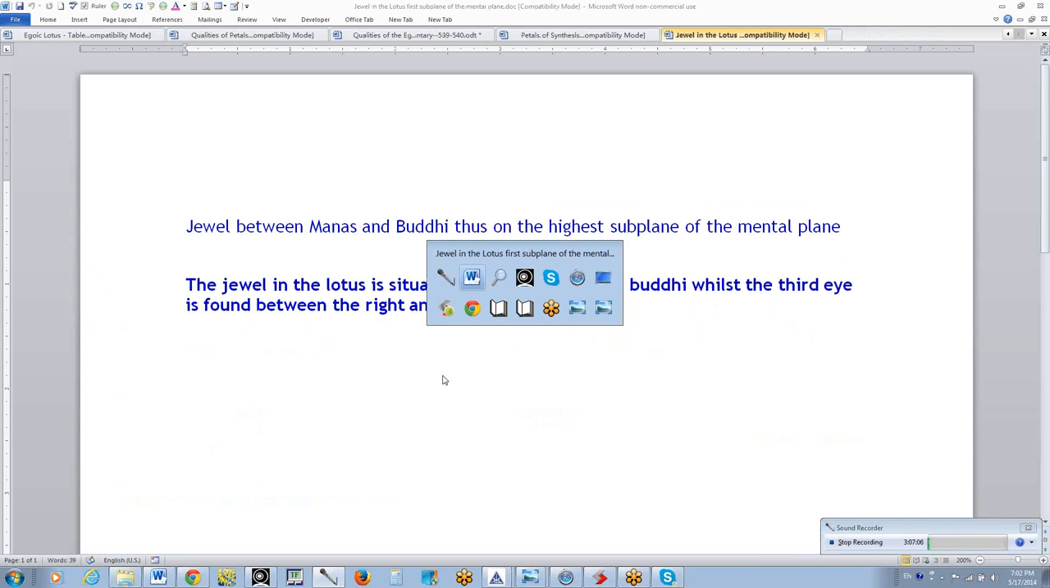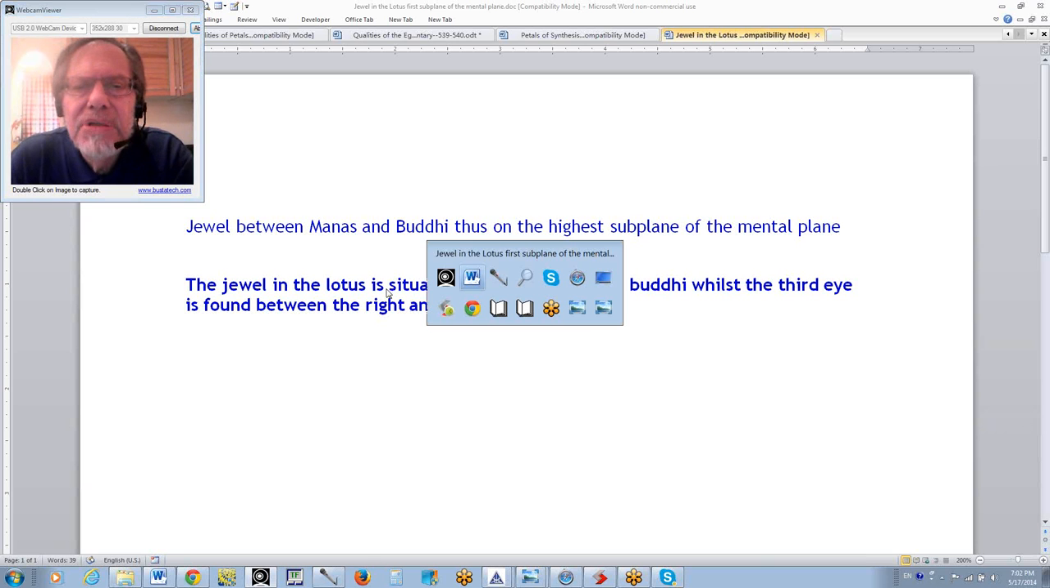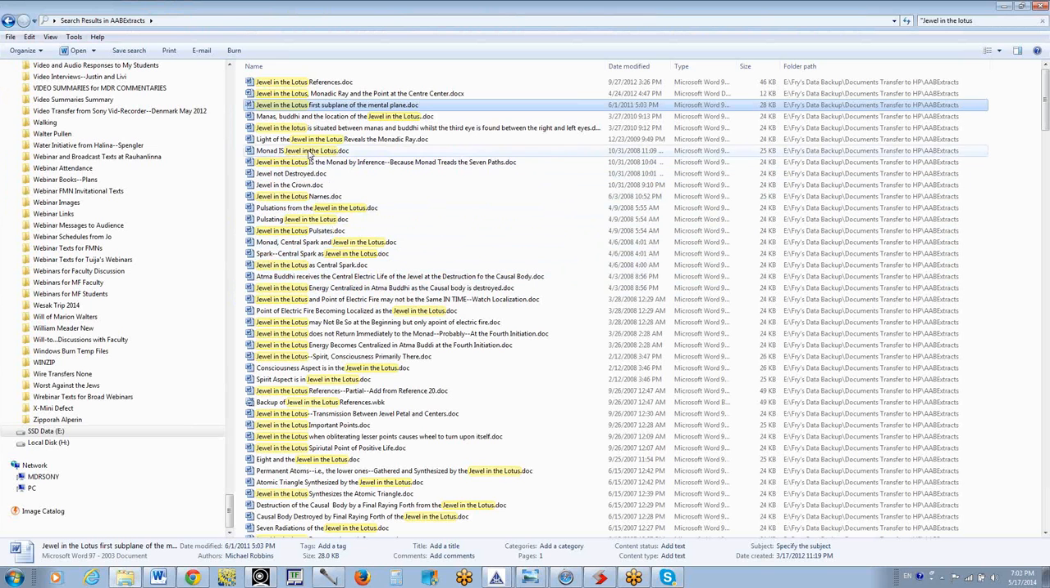Here particularly is the reference I was speaking about. The jewel in the lotus is situated between Manas and Buddhi, whilst the third eye is found between the right and left eyes. That's a very interesting statement, and I wonder if there's anything about subplanes particularly there. Well, let's see. Okay, these, I suppose, are too small for you to see.